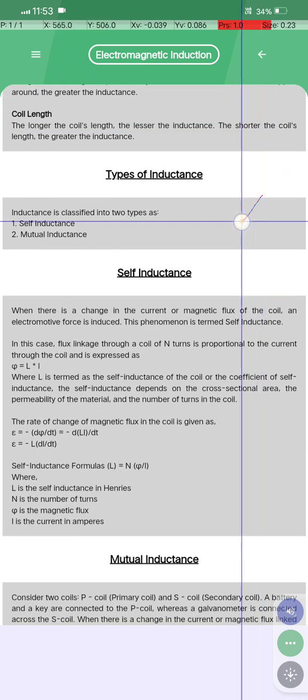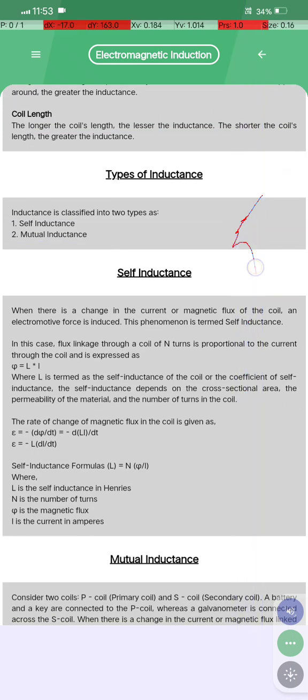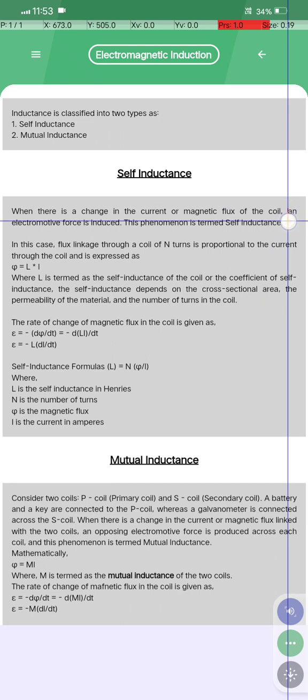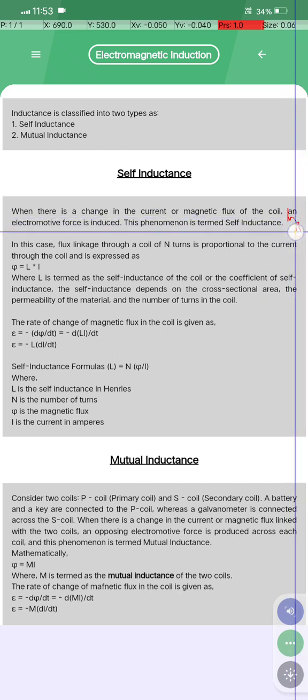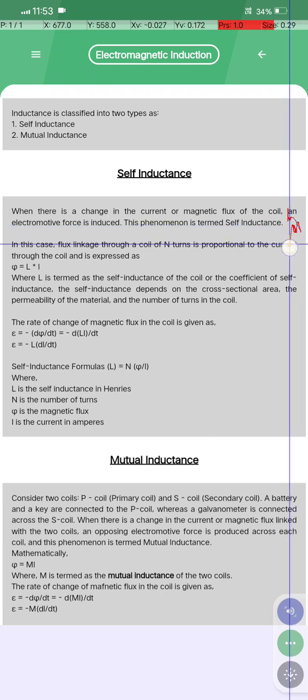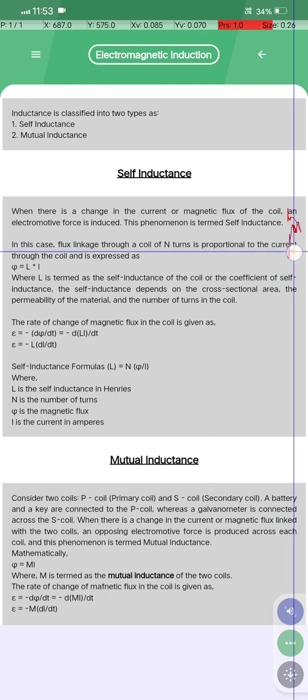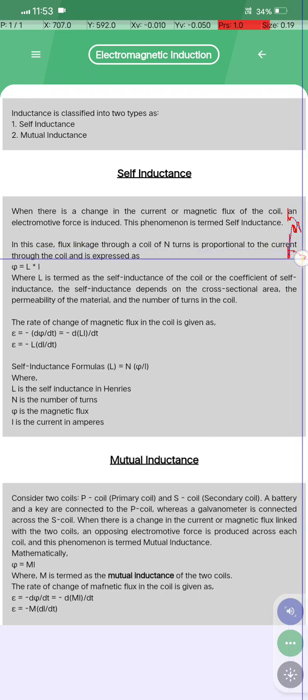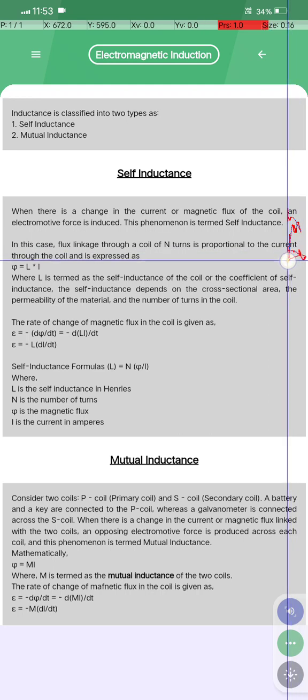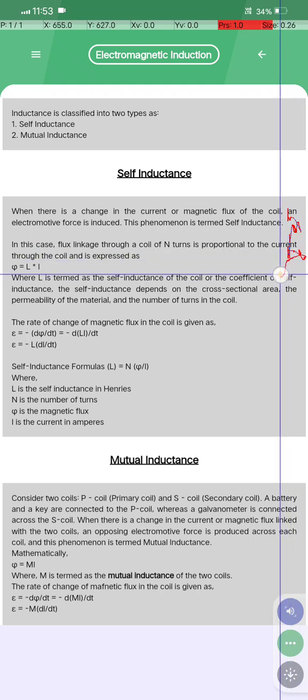टाइप्स ऑफ इंडक्शन दो टाइप होते हैं, सेल्फ एंड द म्यूचुअल। सेल्फ क्या होते हैं देखते हैं। When there is a change in the current or flux of the coil, an electromotive force is induced, and the phenomenon is called self induced inductance. In this case, flux linkage through a coil of n turns is proportional to the current through the coil, expressed as phi is equal to Li.